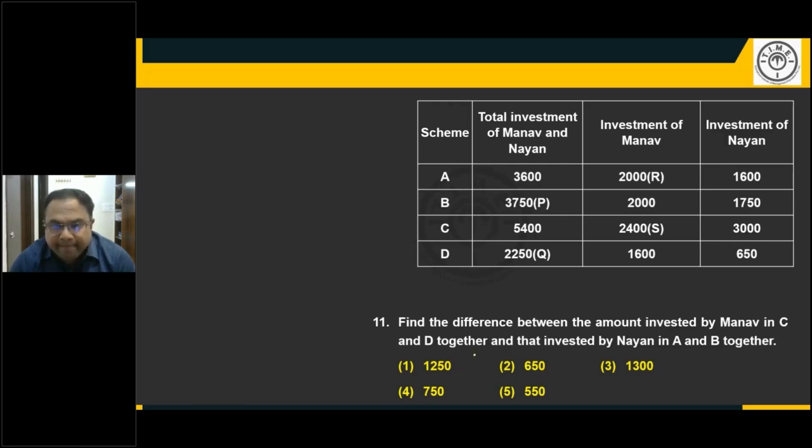Just check. Difference between amount invested by Manav in scheme C and scheme D: 4,000. Invested by Manav in A and B: 3,350. Difference 650. Choice 2.